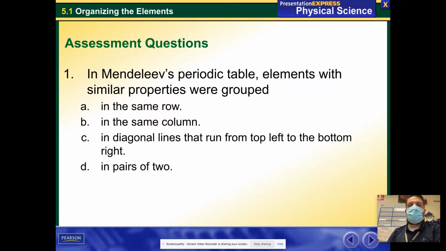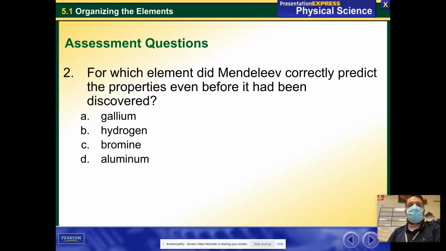All right. So the periodic table, from its beginning, had different things, but the elements with similar properties were grouped in which? The same row, the same column, diagonal lines, or pairs of twos. What do you guys think? That's where I can tell if you guys are paying attention to me or not. In the same column, okay? Maybe you guys aren't awake yet. I see some kids shaking their head.